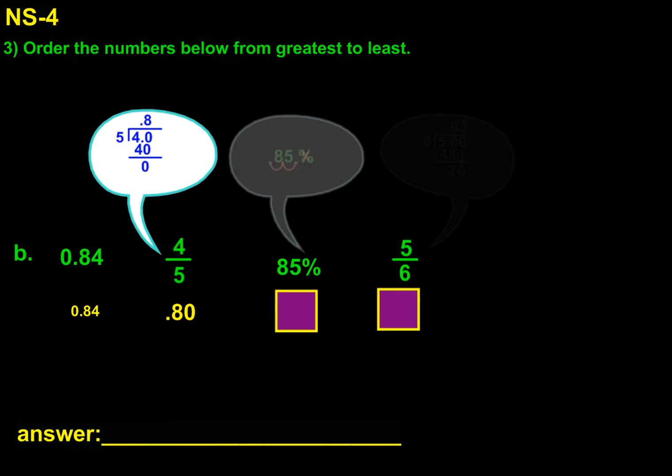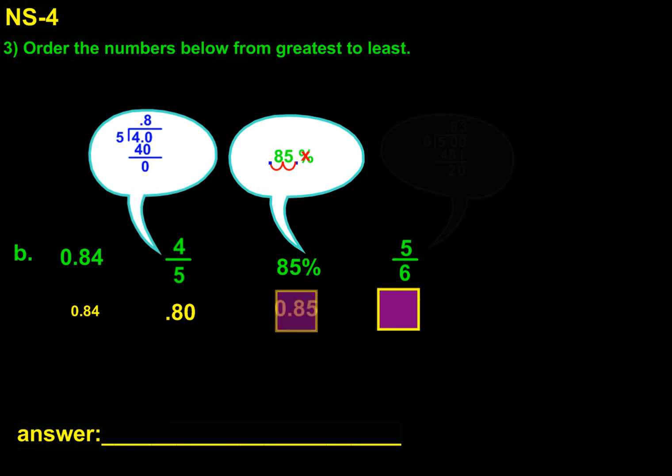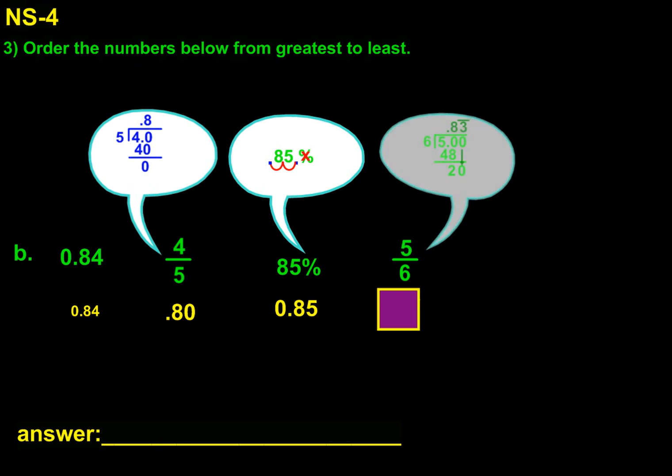85%, remember we switched percents to decimals once already. Get rid of the percentage sign, move the decimal 2 places to the left, and you get 0.85. And 5/6, 6 goes into 5, 0.83 repeating times. And once we have these here, it becomes pretty easy to see which is the largest, 85%, second largest, 0.84, third largest, 5/6, and the smallest, 4/5.